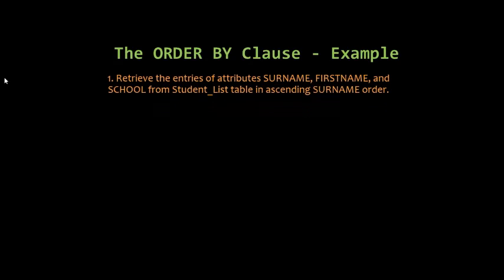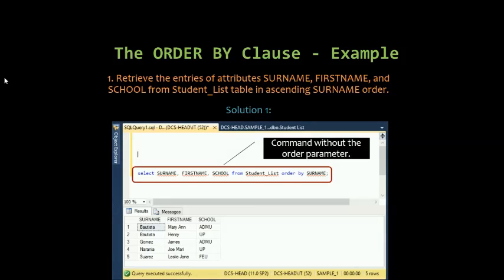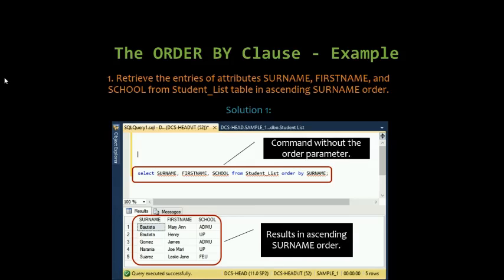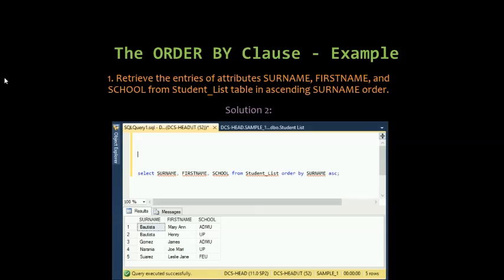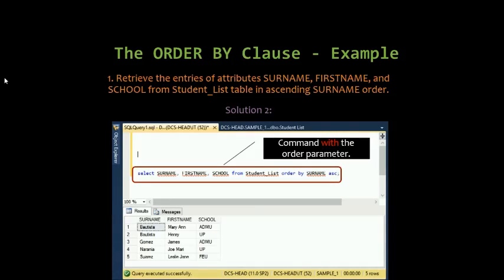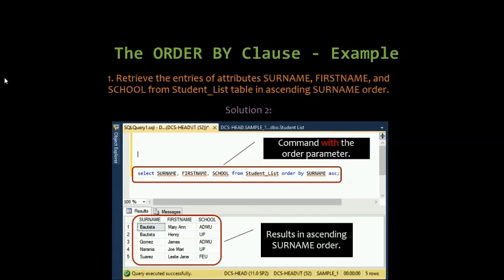For the first scenario, we have to retrieve the entries of attributes surname, first name, and school from student list table in ascending surname order. So here we have two solutions. For solution number 1, we will be using the select command without the order parameter. As you can see, by default, the sorting is in ascending order and the results are shown in ascending surname order. For the second solution, we will be using the select statement with the order parameter ASC for ascending. The results are still the same.